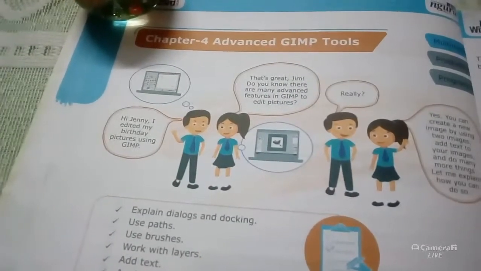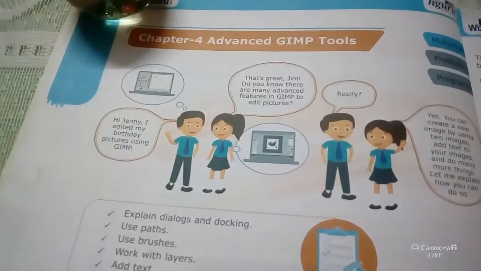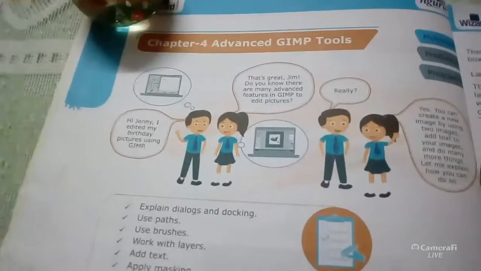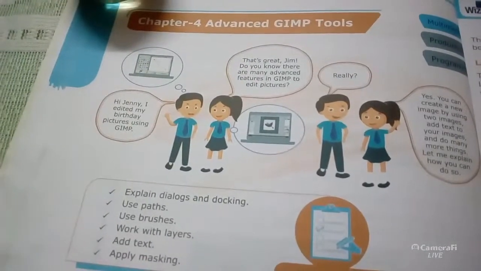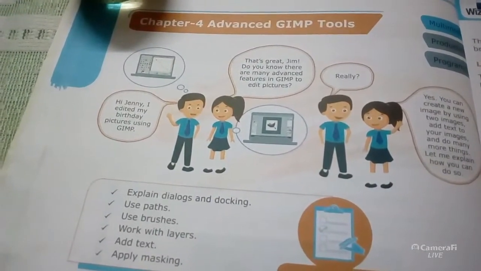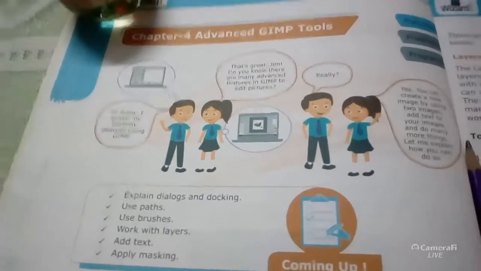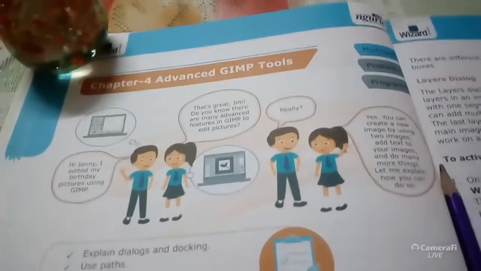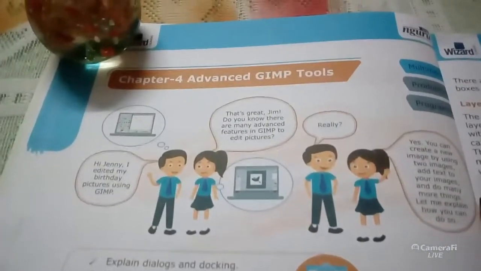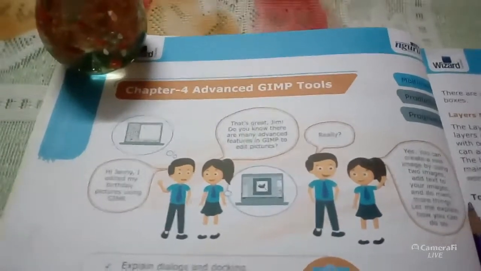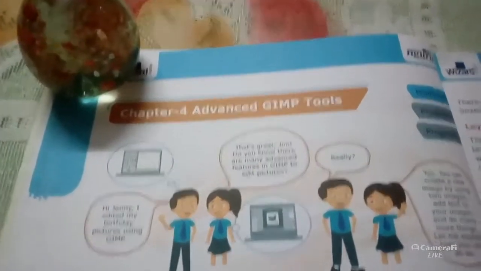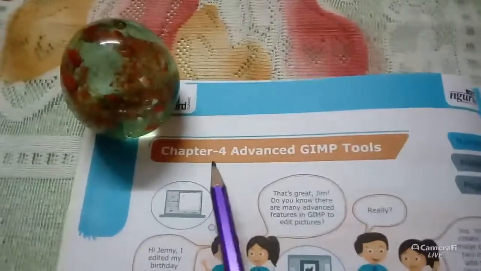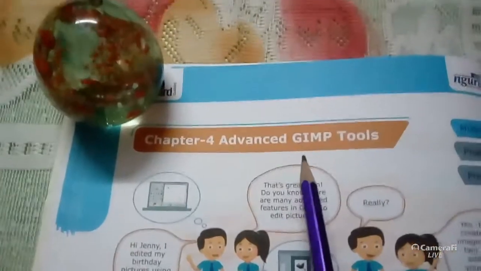After the PT1 exam, I will start chapter 4. Okay? Open chapter 4, page number 40. Are you ready? Follow the book. Chapter 4 is Advanced GIMP Tools.